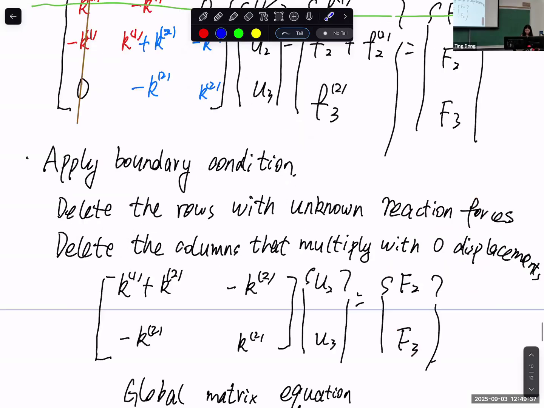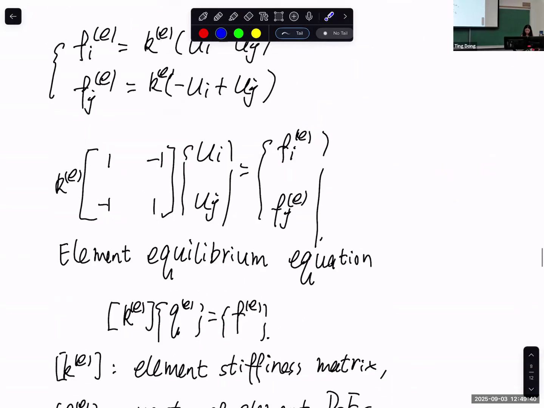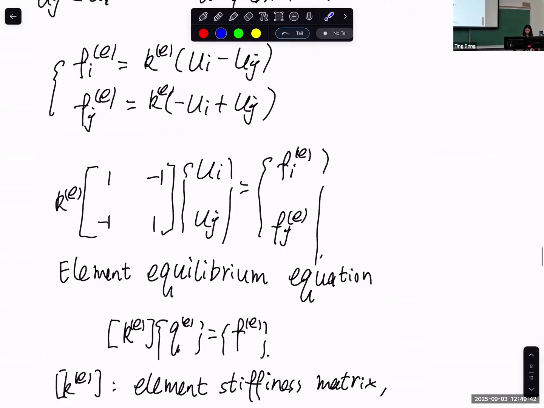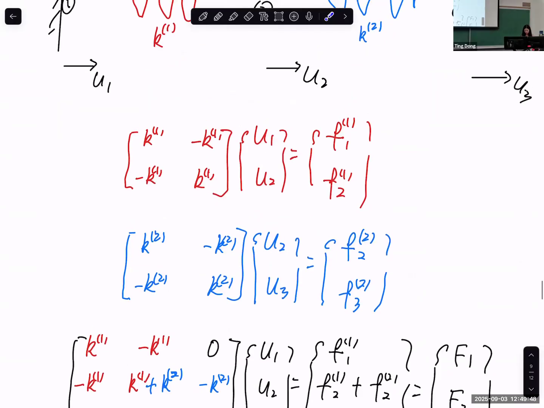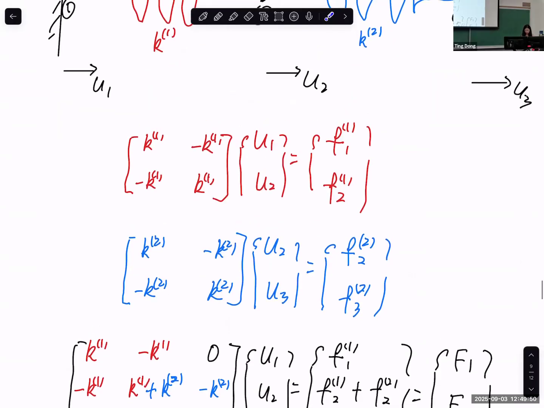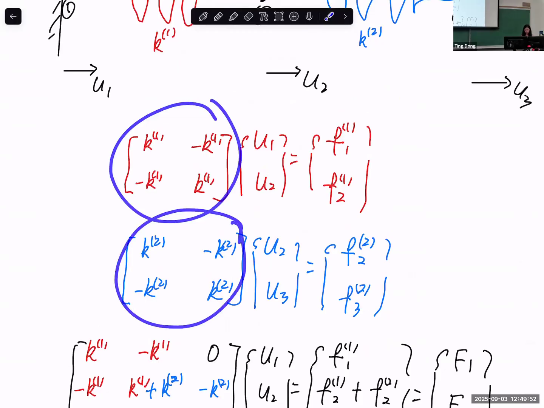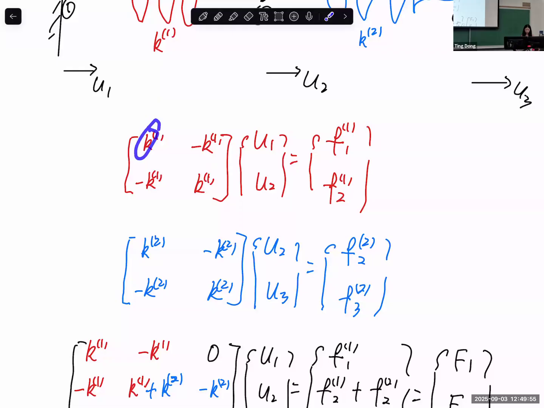We talk about the element matrix equation. I got a question from the class: in this two spring element system, we can always write something like K1, negative K1, negative K1, K1. Yes, it's correct.